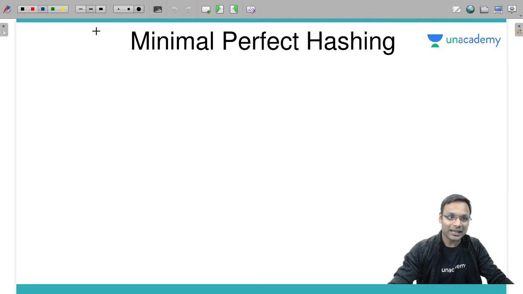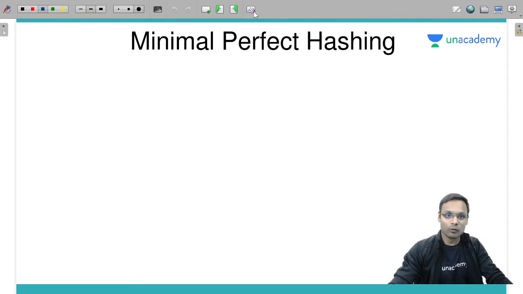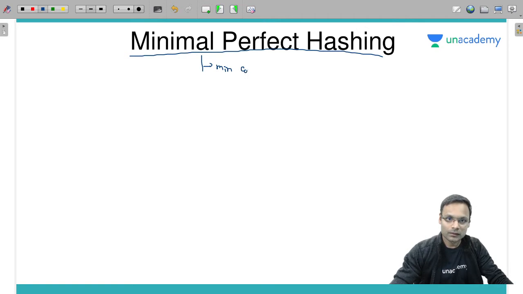Okay, so minimal perfect hashing. What minimal perfect hashing says is that you will have minimum collisions. What you will have in this one? Minimum number of collisions. How can you have minimum collisions? I will tell you.